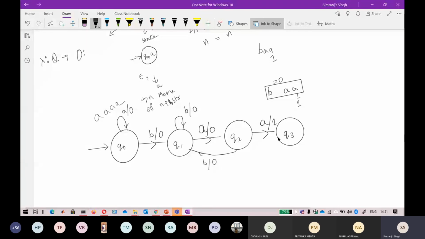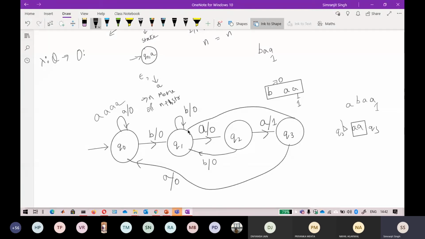In the end, I need a BAA to get me a 1. So what can I do? If in the end I get an A, I can divert this to A. Only after getting a BAA will I go to the last one. So I can output this as 0 also. In the same way, now B is remaining. If in the end I get a B at Q3, I will need two A's to get to Q3. So two A's will be coming from here. This is also 0.